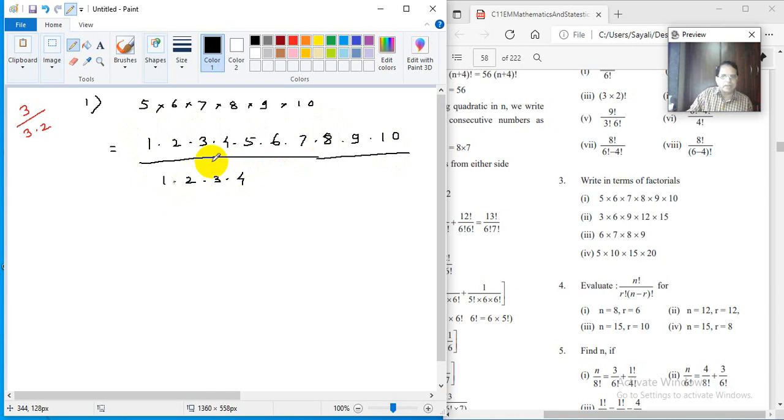But when you say the product 1 to 10, that is 10 factorial, divided by 4 factorial. So I have written this product 5 into 6 into 7 into 8 into 9 into 10 in terms of factorial notation. I hope you understand, right?